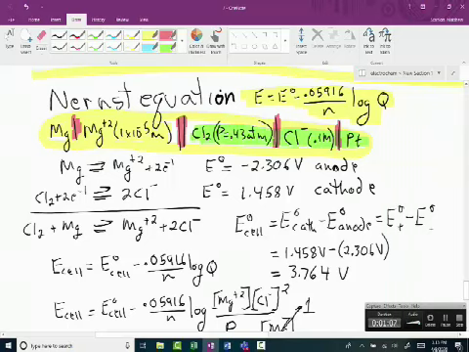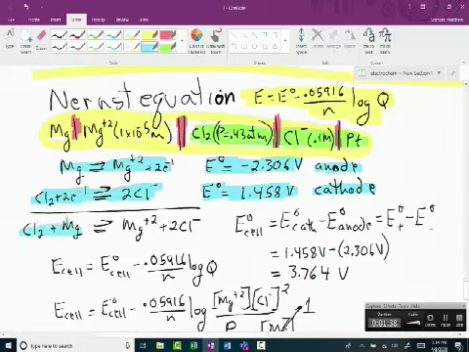Okay, so my half reactions are written down here below. I have magnesium going to magnesium plus 2. Here's E naught for that half reaction, negative 2.306 volts, and that's the anode. I've got chlorine gas going to chloride. E naught is 1.458 volts, and that's the cathode. And this should be very familiar. You probably don't even have to take notes.